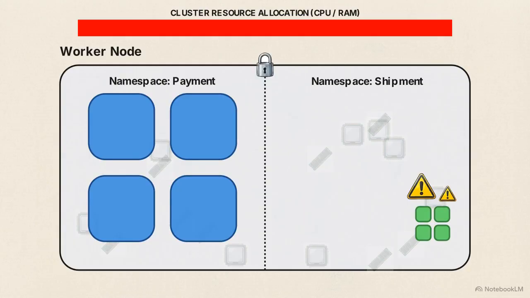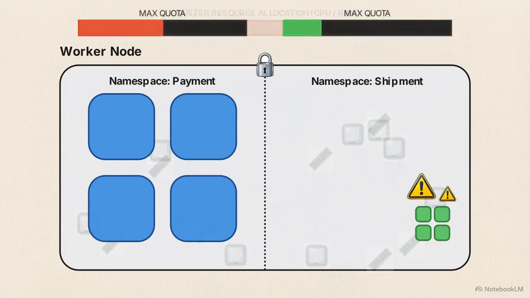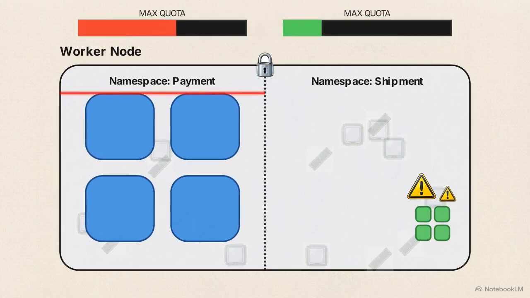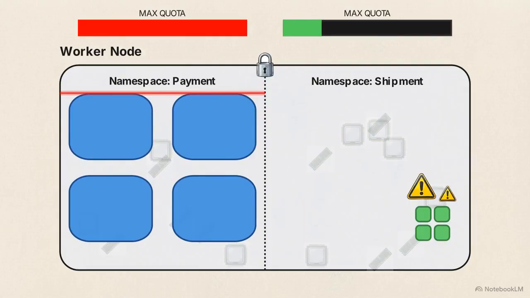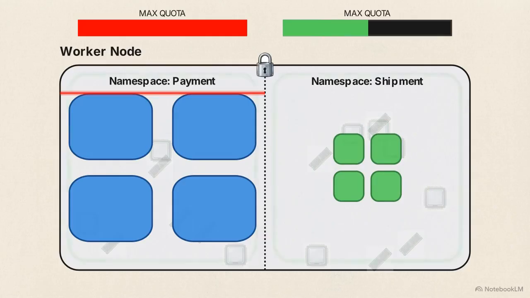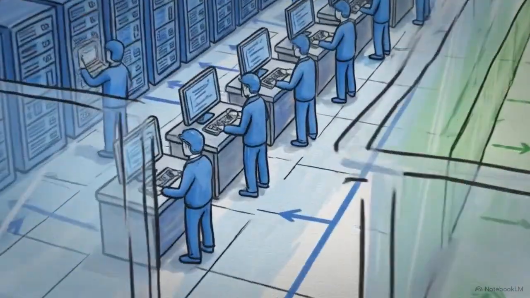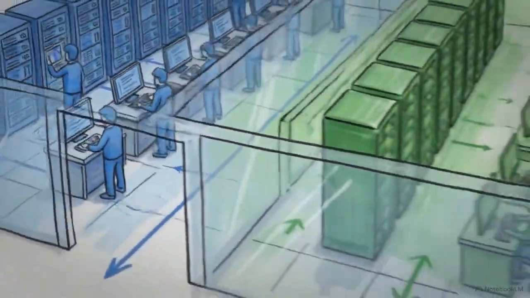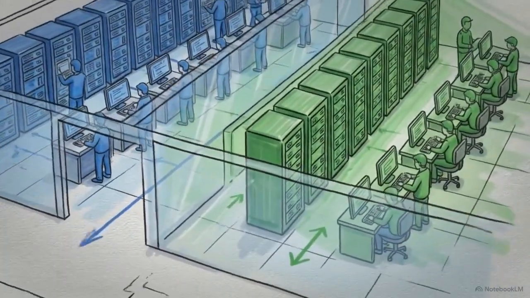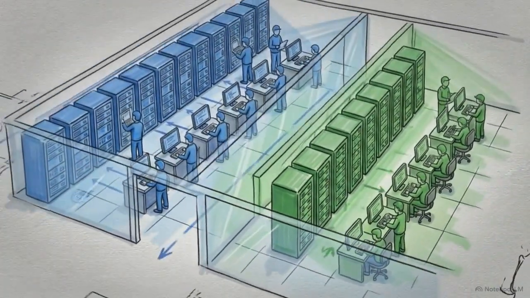Crucially, namespaces enable resource accounting. Administrators apply strict CPU and RAM quotas to each boundary, capping the maximum compute power a single namespace can draw. Once these allocations are enforced, the runaway payment service is constrained by its quota. The shipment pods regain their required processing power, and stability is restored to the cluster. Namespaces provide an essential governance layer. They transform chaotic computing environments into secure platforms capable of safely hosting multiple independent engineering teams.